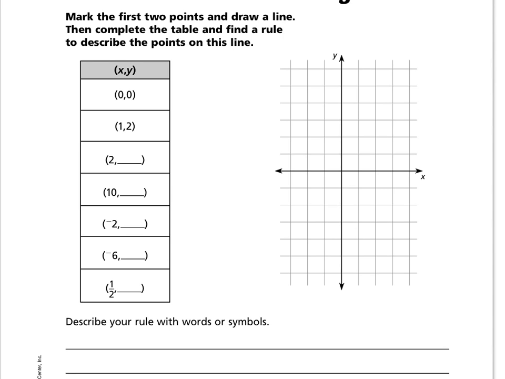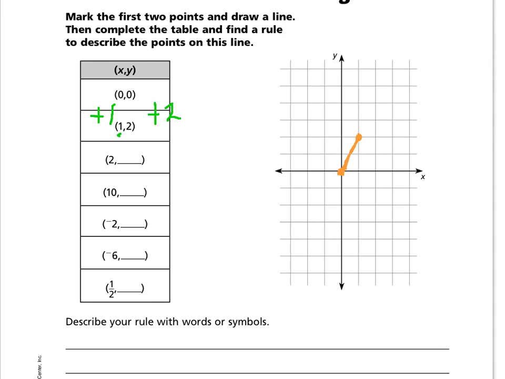I know that 0, 0 would be at the origin. And I know that 1, 2 would be over to the right 1 and up 2. Now I'm going to connect this. I can see that in order to get 0 to 1 with the x, I added 1. In order to get 0 to 2 with the y, I added 2.